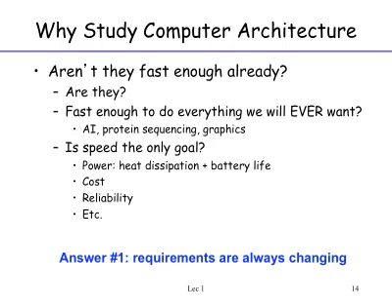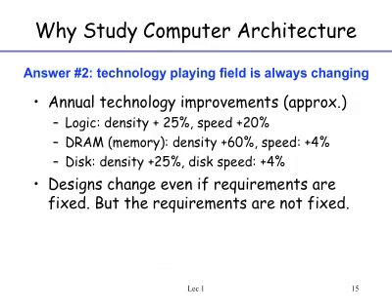And the other thing is the reliability. How do we improve the reliability of a processor? So the answer is, number one, while we study computer architecture, requirements are always changing. Number two, the technology playing field is always changing.